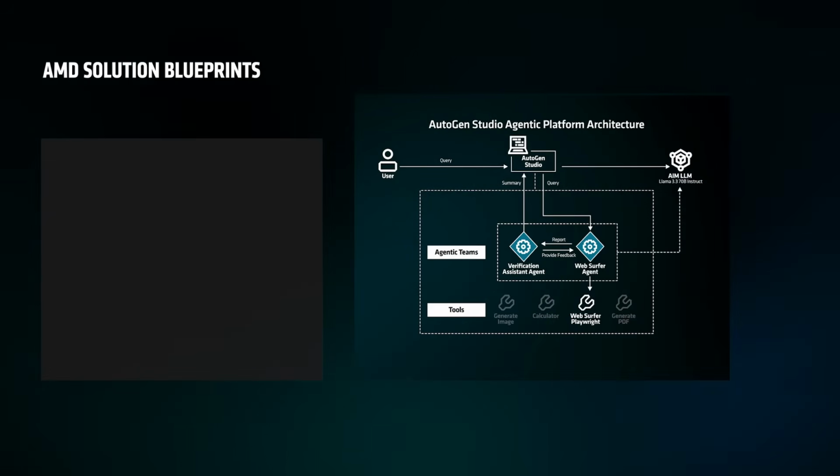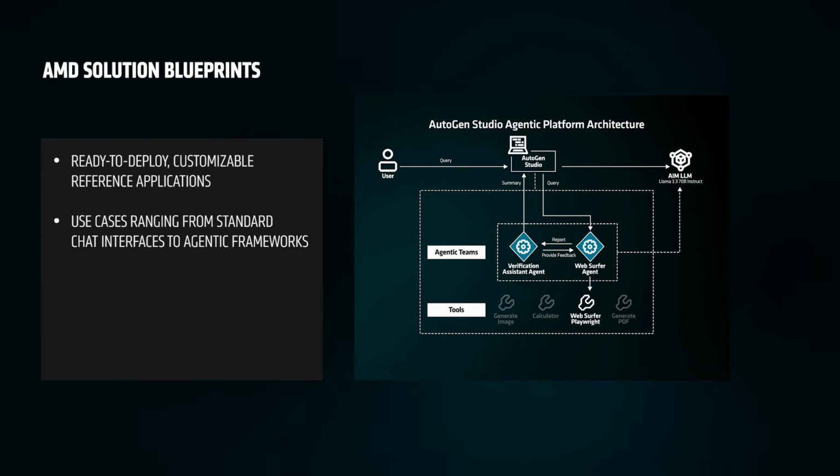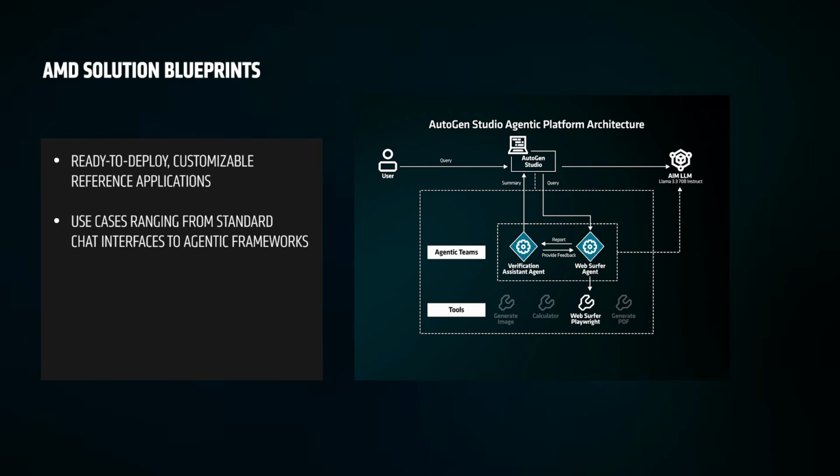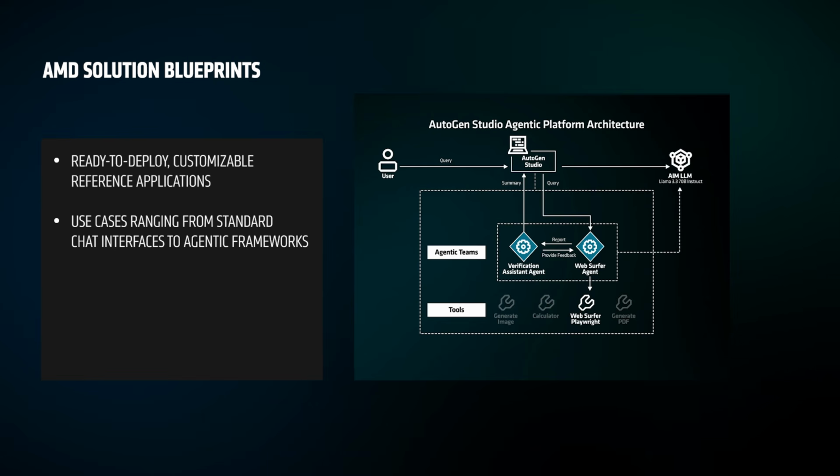In this video, we will walk you through how to deploy an AMD Solution Blueprint. The Solution Blueprints are ready-to-deploy, customizable reference applications covering a range of use cases, from standard chat interfaces to agentic frameworks that let you get started quickly. You can also build your own agentic applications using AMD Inference Microservices AIMS with many of the popular agentic frameworks. Or you can use the available AMD Solution Blueprints.